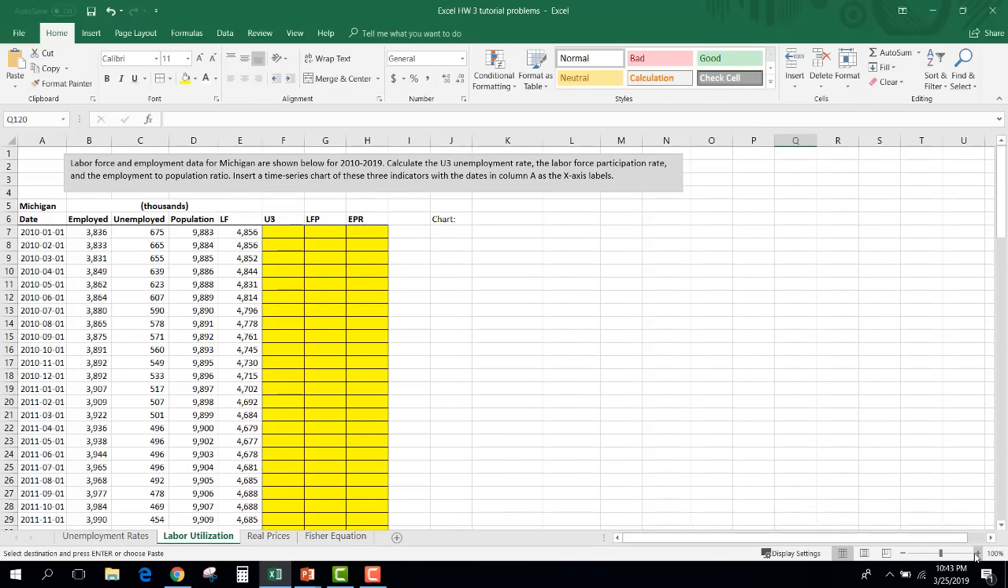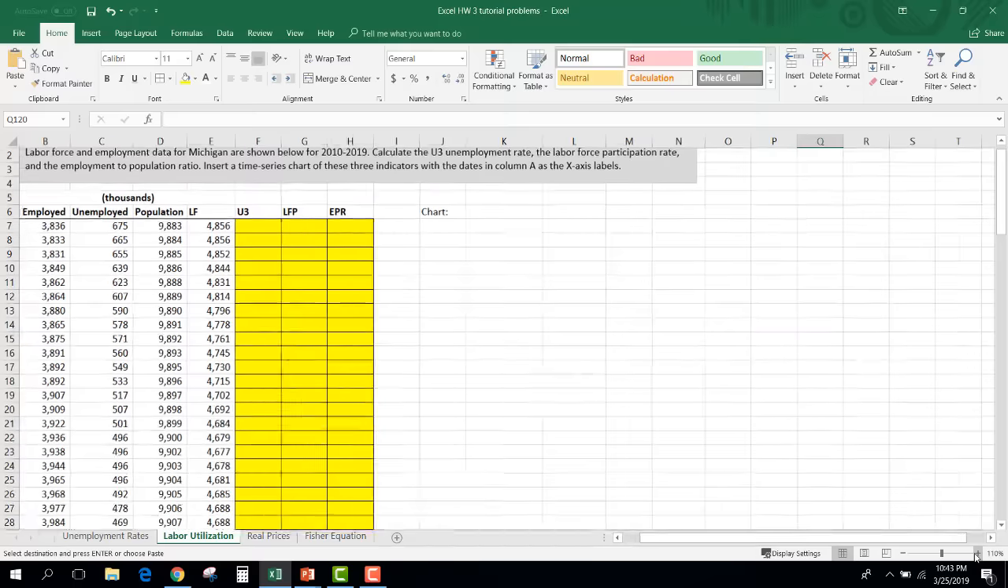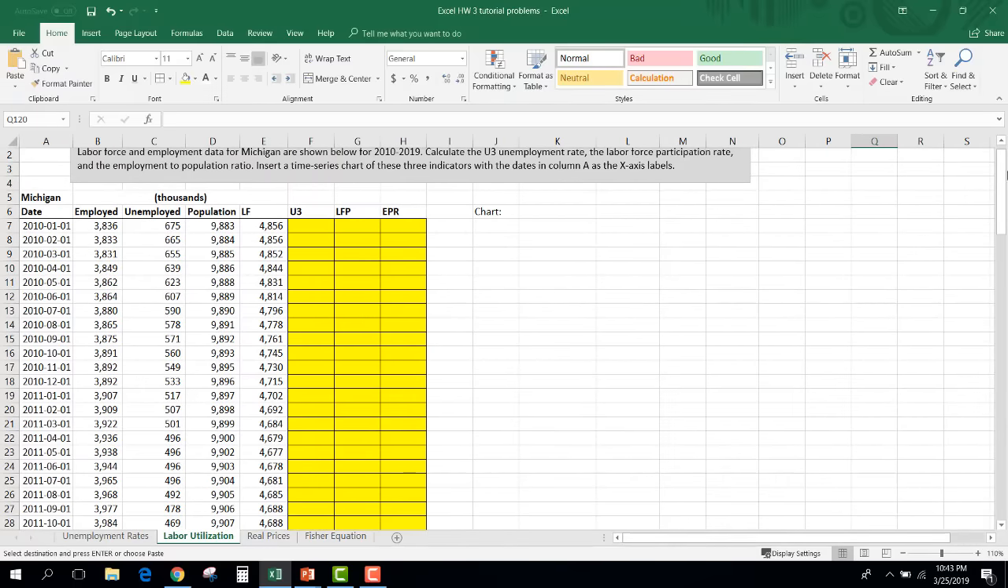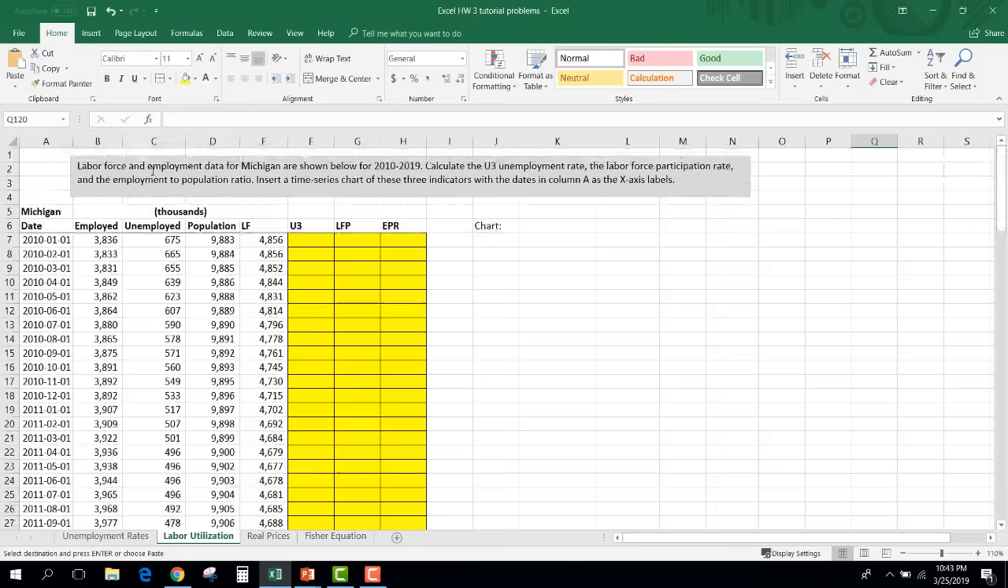Okay, let's move on here to labor utilization. Here I have the data for Michigan, just Michigan. It says labor force and employment data for Michigan are shown below for 2010 through 2019.